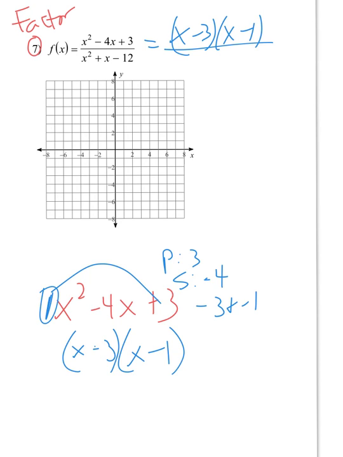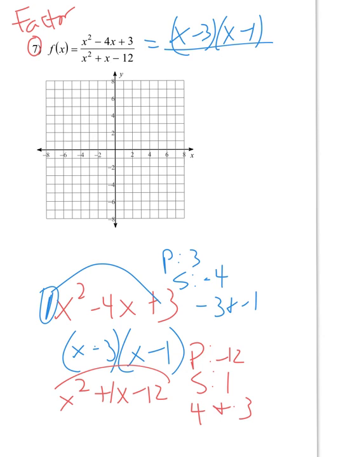The bottom, if I factor that trinomial, x squared plus x minus 12, product negative 12, sum of 1, so that's going to be 4 and negative 3. Again you can use the shortcut here because a is 1, so it's x plus 4 and x minus 3. So it's x plus 4, x minus 3.